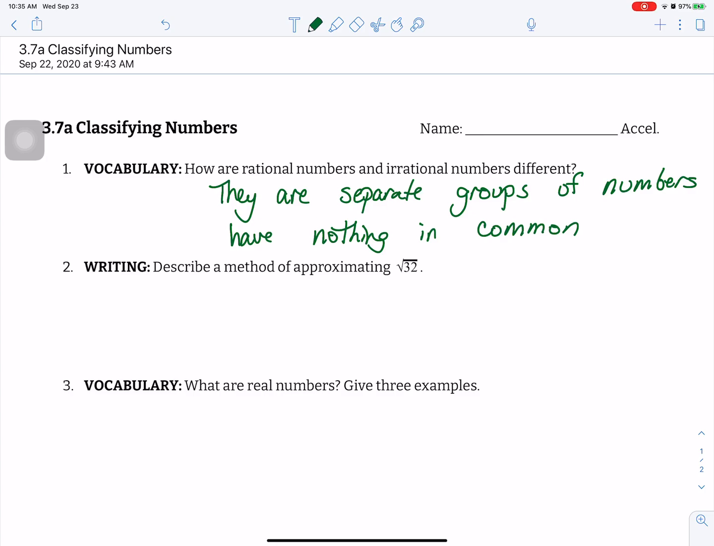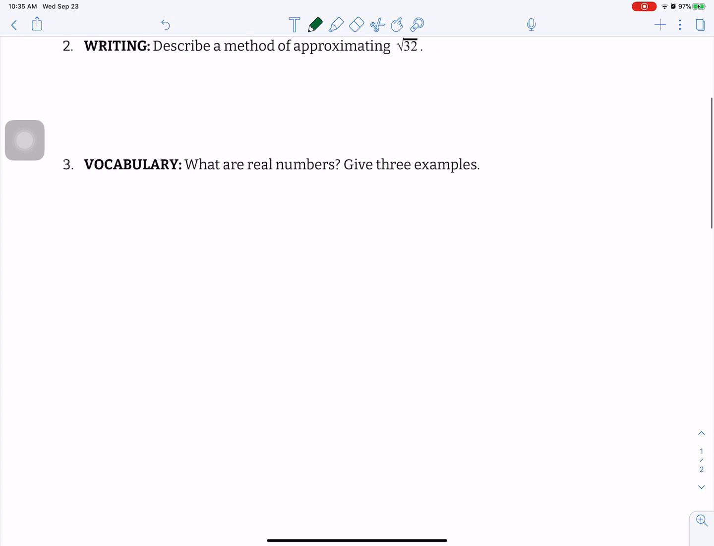That's just like we were looking at last time with approximating square roots. If you didn't have a calculator, you could have an idea of where that number fits, can visually think about where that goes on a number line.